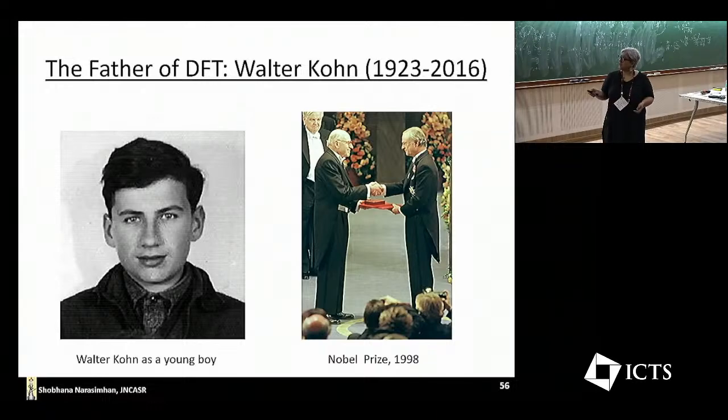So this is Walter Kohn as a young boy. This is him getting the Nobel Prize for inventing density functional theory. So he has a very fascinating personal history also. He grew up in Austria. He was Jewish. So when he was a young boy, I think 13 or 14 or something, that's when the Nazis came to power.